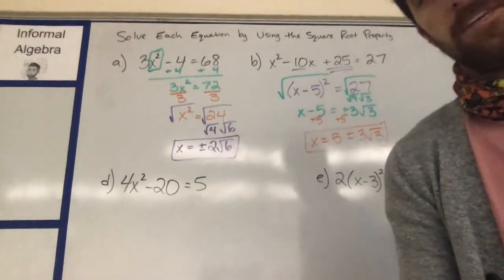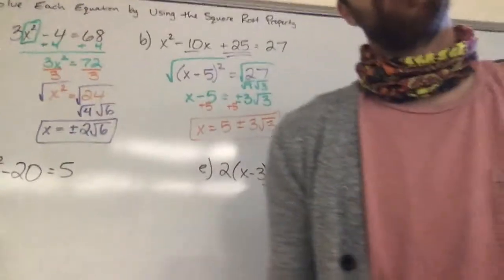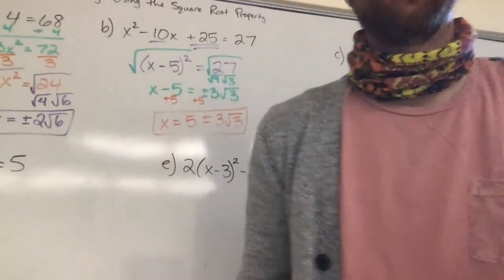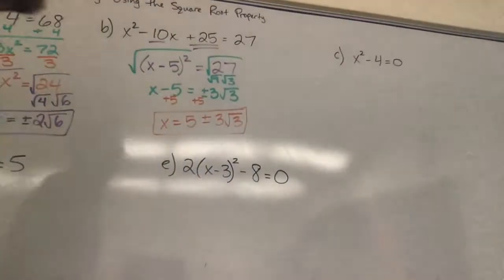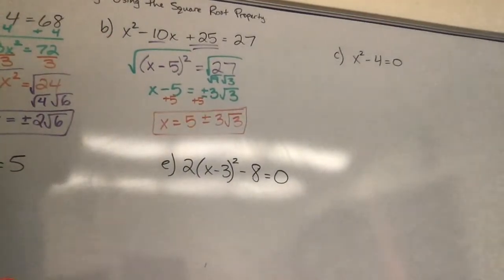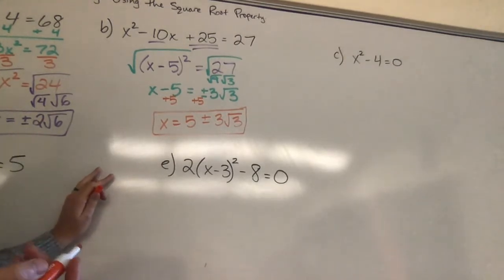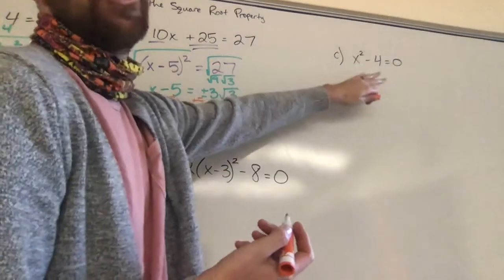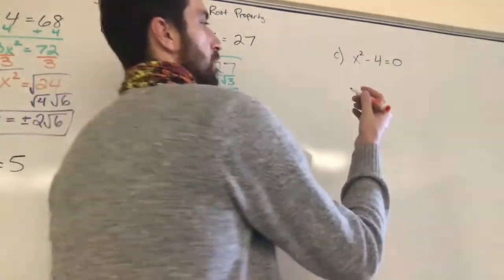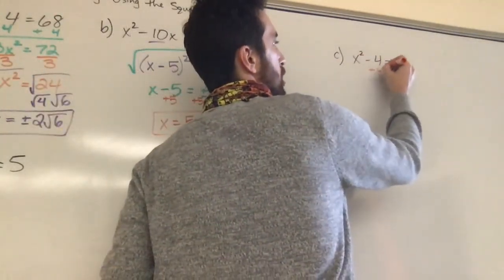So let's go to C. Let's see if we can do C. Oh, Mr. Plant. X squared minus 4 equals 0. Now this one's a little easier. If we're just trying to isolate that x squared, I've got to get rid of that minus 4. Now this could be factored, sure. But nah, we're going to add 4 to both sides.